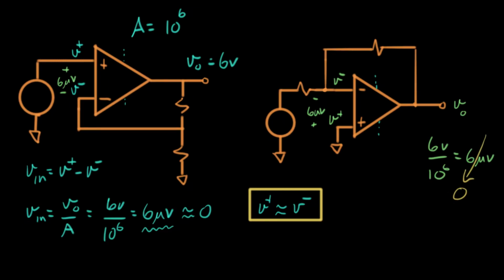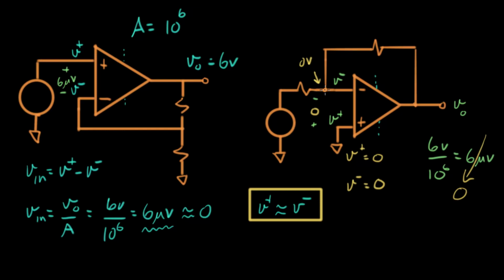So if I treat this as 0, I'm going to go right in here and change this to 0 volts. Let's make a couple more observations. Right now it says V plus equals 0 because it's grounded. So what does that mean V minus is? Well, V minus is also 0. So that point right there is at 0 volts. Okay, that's pretty cool.